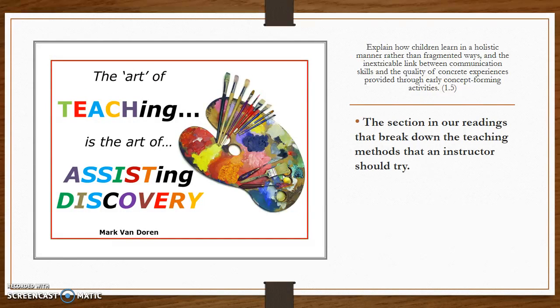Explain how children learn in a holistic manner rather than fragmented ways, and the intricate link between communication skills and the quality of concrete experiences provided through early concept forming activities. This section is actually a part of our readings, and it was considered like the teaching methods for each disability. It broke down things that you could do, things that you could try to implement so that the student builds confidence, understanding, and can somehow incorporate their learning skills so that you can see what they're getting from the direction.